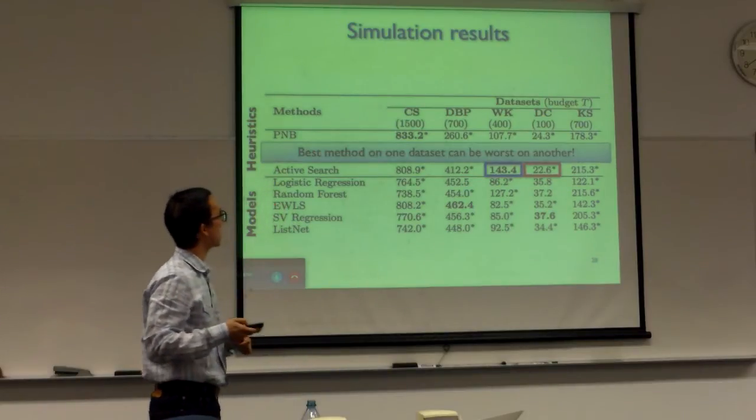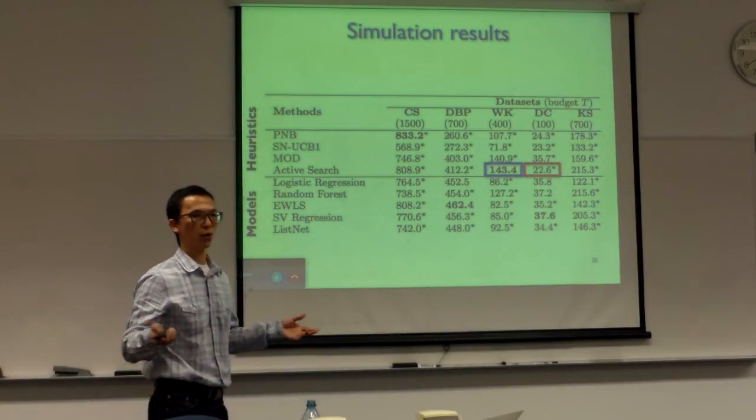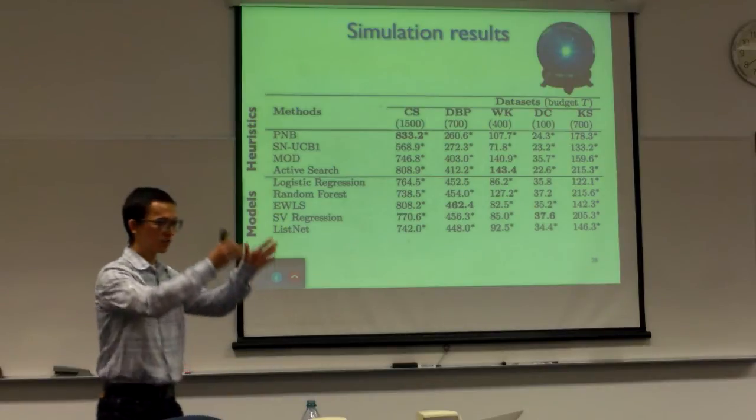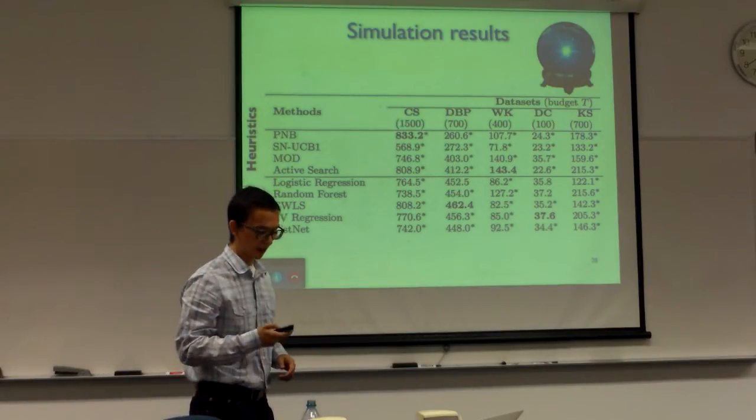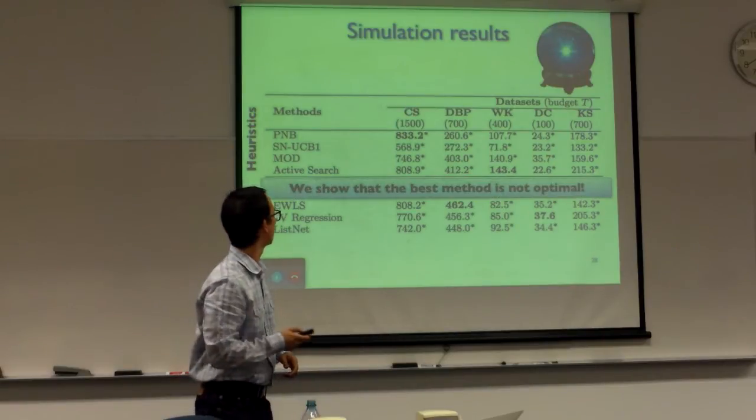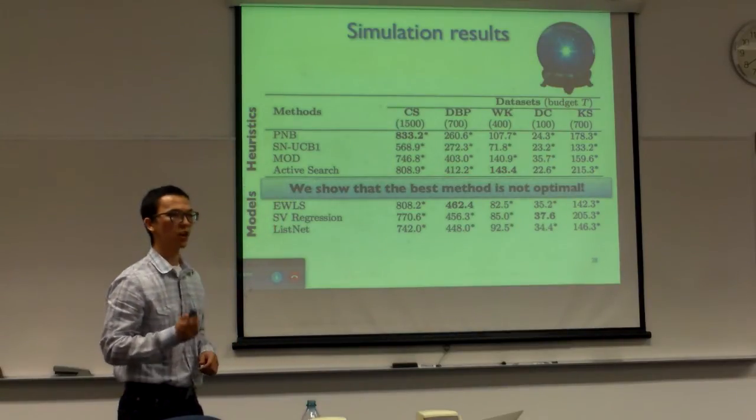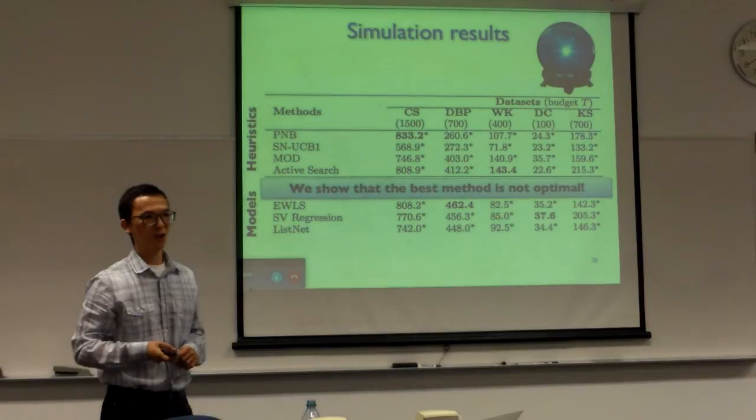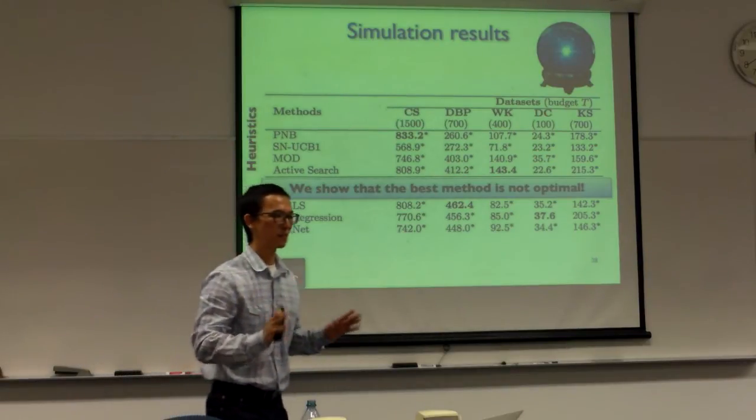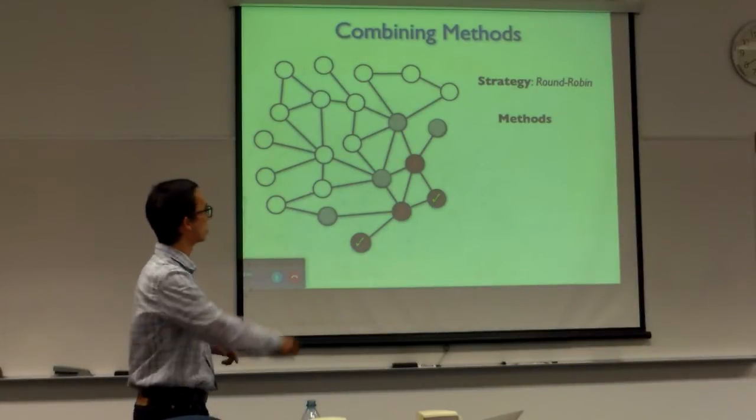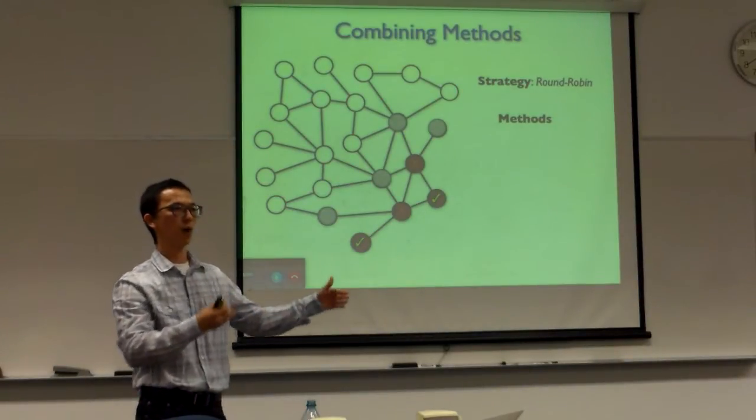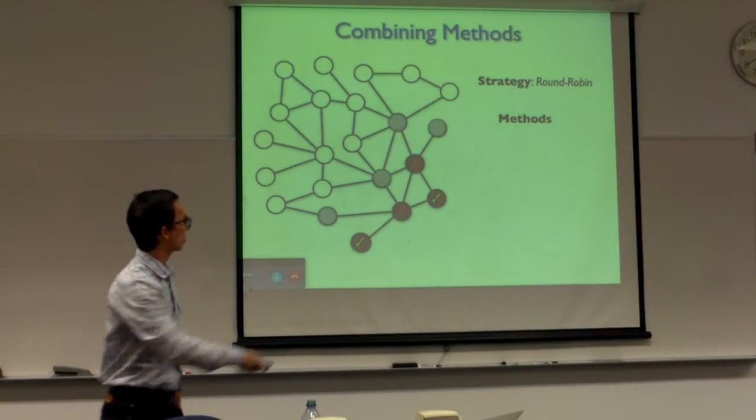So ideally, I would have an oracle or a crystal ball that would tell me, well, this is the best method on this data set. But we're going to show that the best method is not necessarily optimal. I know it sounds contradictory, but consider the simplest way of combining different methods, which is alternating them in a round-robin fashion. So here's what we're going to do.